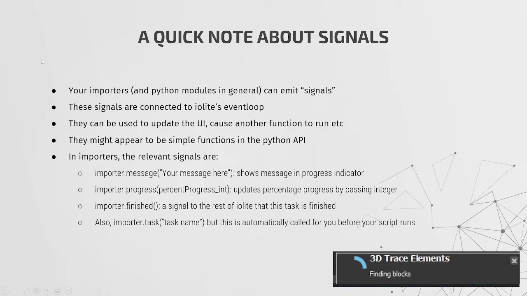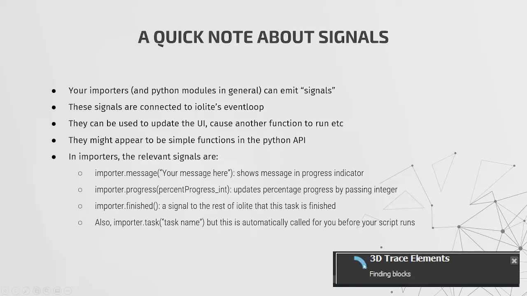In the importers, the only signals that are really available to you are these. importer.message will update the message shown to the user in the progress indicator. This is the progress indicator that appears in the bottom right hand corner when you're running your script, and it will have the name of the module that is calling it. You don't have to set this, it is normally set automatically, but it's actually set in importer.task. And there's a message down here that can be updated. You can update that in your importer by calling importer.message and typing in your message.